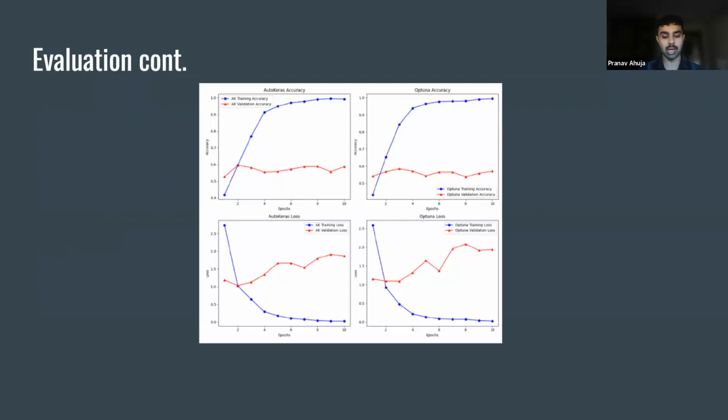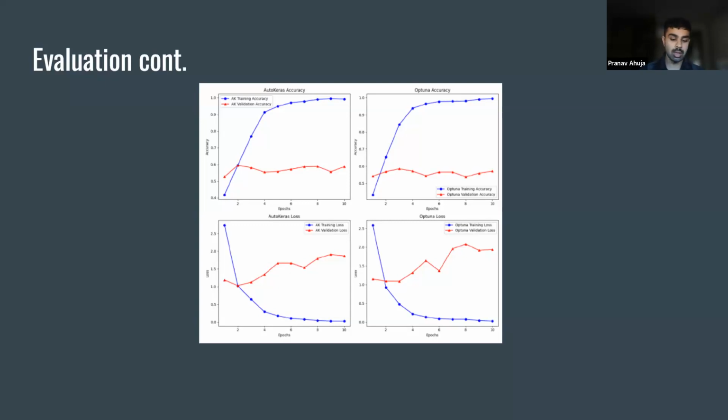So first off, the accuracy. Both the training accuracies start to plateau at 1.0, indicating that the model is fitting the data well for both of them. The AutoKeras validation accuracy shows more variance and a slight downward trend after peaking on the second epoch, which may indicate some kind of overfitting. On the other hand, for the Optuna model, the validation accuracy is more stable after it reaches its plateau, which could imply that it generalizes better.